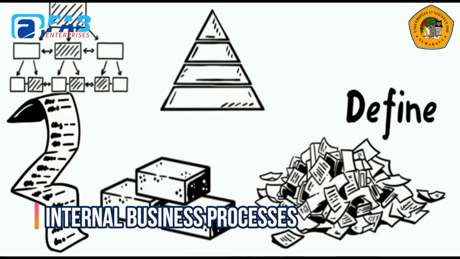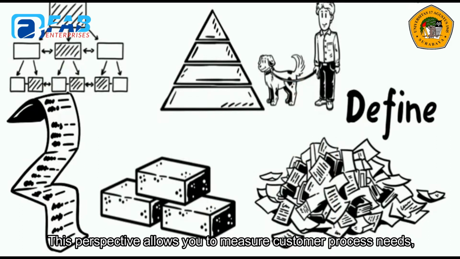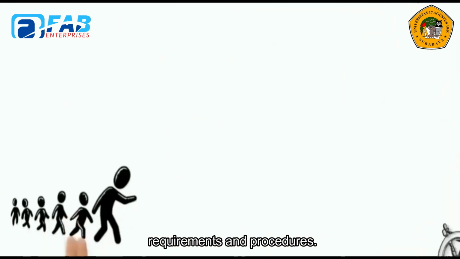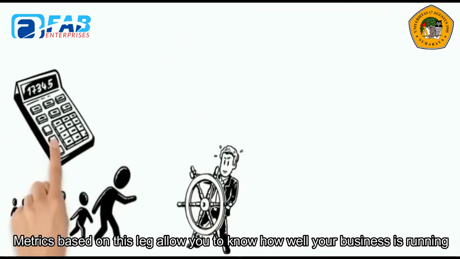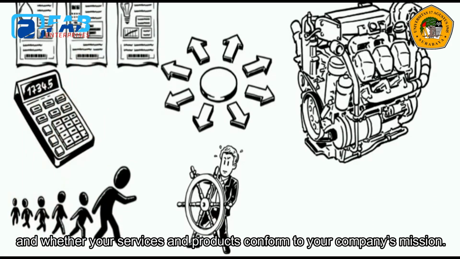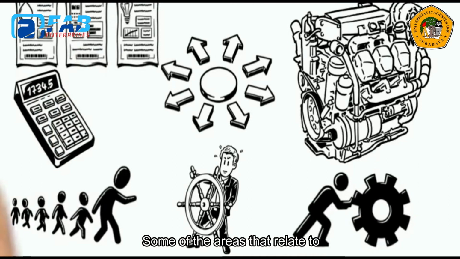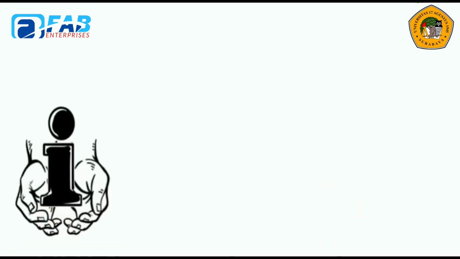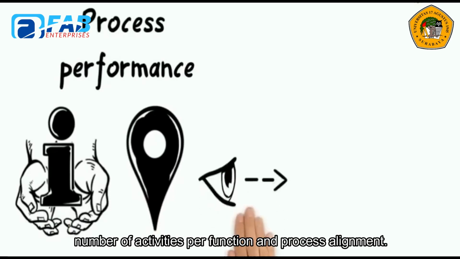3. Internal business process. This perspective allows you to measure customer process needs, requirements, and producers. Metrics based on this leg allow you to know how well your business is running and whether your service and product conform to your company's mission. Some of the areas that relate to internal business process are process automation, process bottlenecks, duplicate activities across functions, number of activities per function, and process alignment.